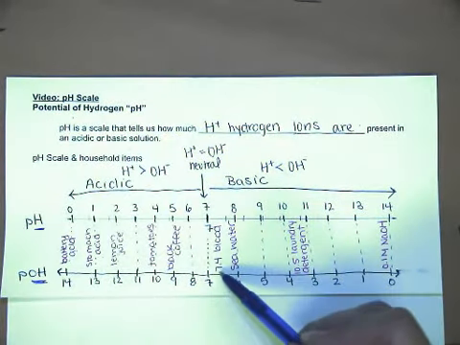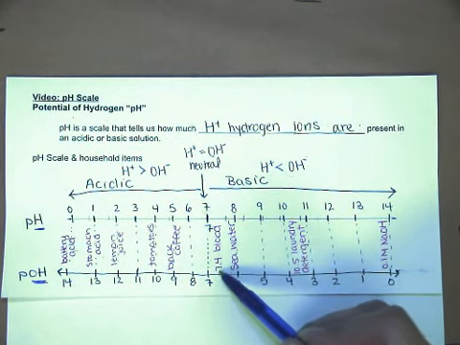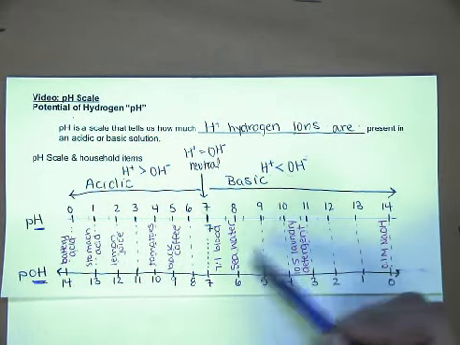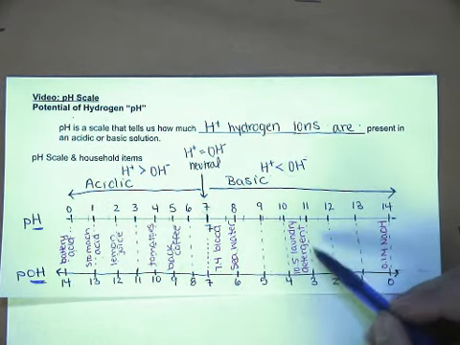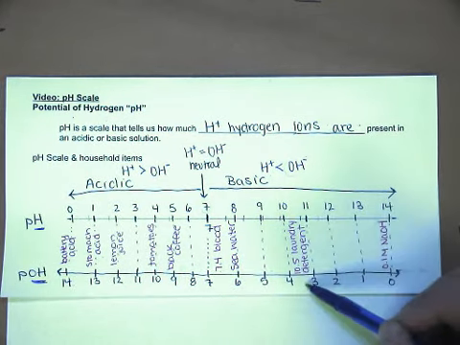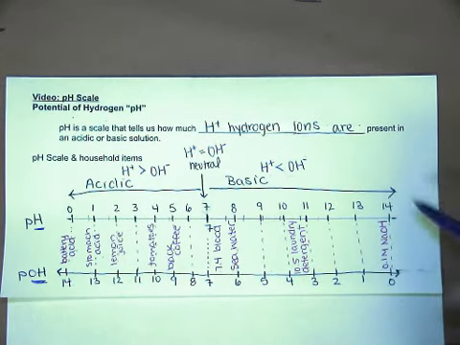If we look, our blood has a pH of 7.4. Seawater has a pH of 8 or pOH of 6. And laundry detergent has a pH of 10.5 or a pOH of 3.5.